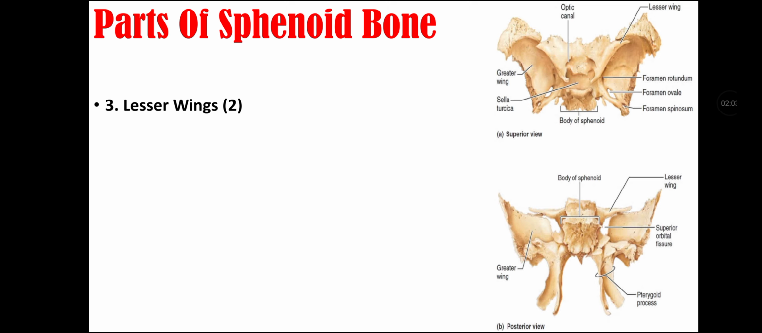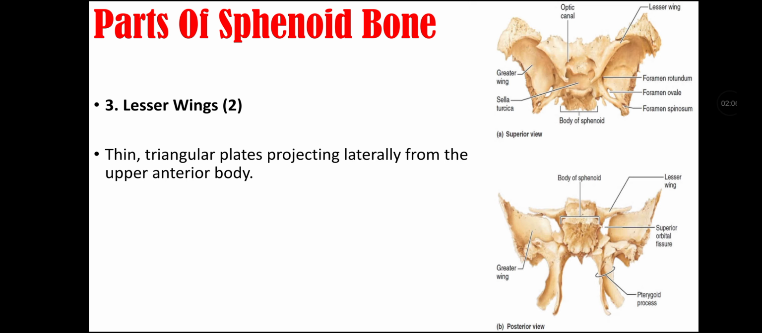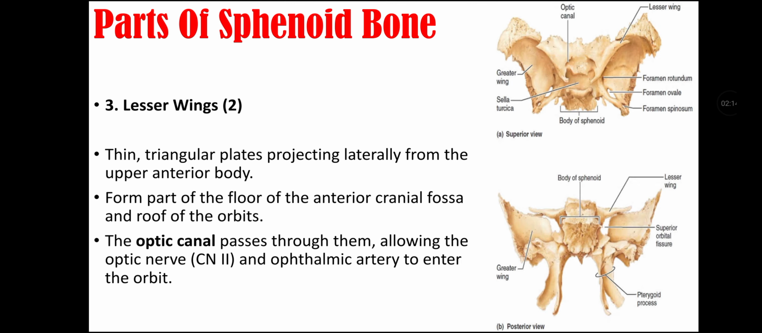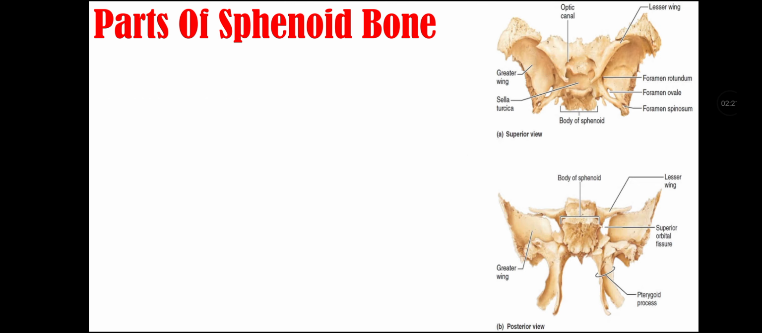Next part of sphenoid bone is its two lesser wings. They are thin triangular plates that project laterally from the upper anterior body. They form part of floor of anterior cranial fossa and roof of the orbits. The optic canal passes through them, allowing the optic nerve and ophthalmic artery to enter the orbit.